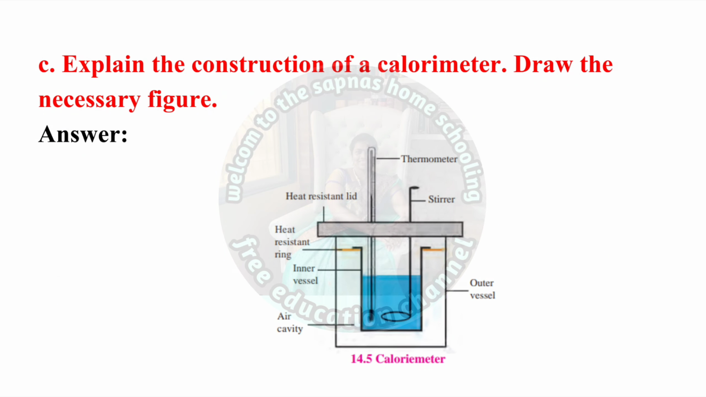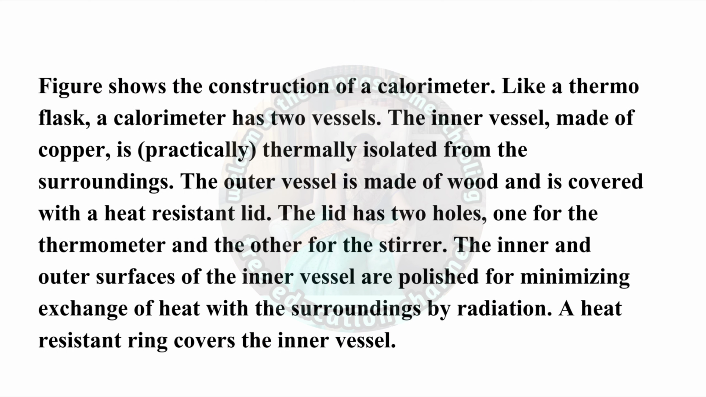Question C. Explain the construction of a calorimeter. Draw the necessary figure. So, friend, this is the image of a calorimeter. Figure shows the construction of a calorimeter like a thermo flask. A calorimeter has two vessels. The inner vessel, made of copper, is partially thermally isolated from the surroundings.